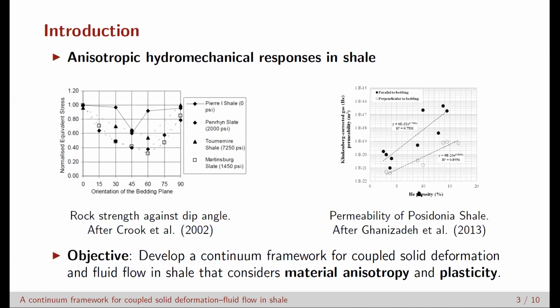Meanwhile, shale is also a very ductile rock that could undergo large inelastic deformation. Faced with those observations, my objective is to develop a continuum framework for coupled solid deformation and fluid flow in shale that considers material anisotropy and uses a plasticity model to capture the inelastic deformations in shale.